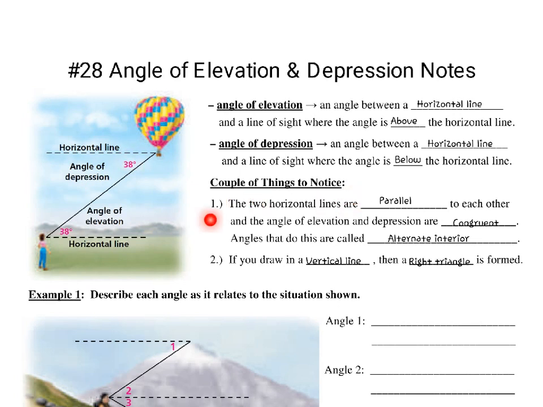Couple things to notice. The two horizontal lines that you see here are parallel to each other, and the angle of elevation and the angle of depression are congruent. Angles that do this, parallel lines cut by a transversal here, are called alternate interior angles. Okay? So notice if we were to draw a vertical line here, or even here, what you're forming is a right triangle.